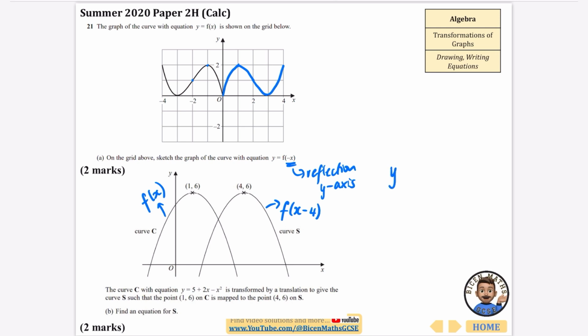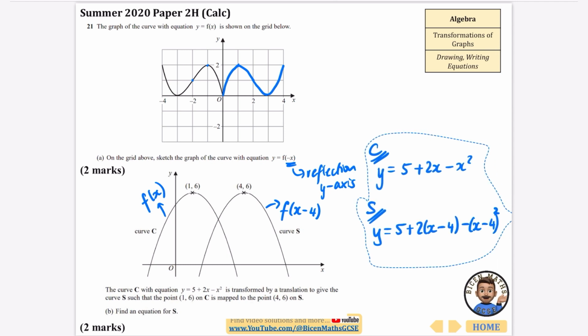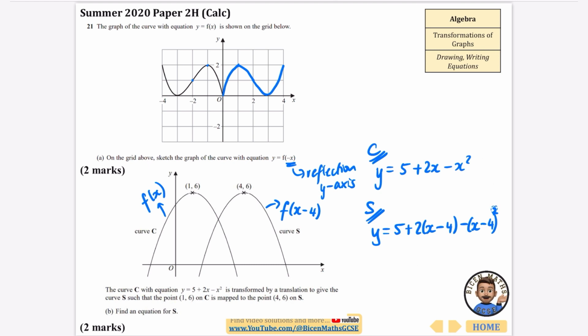So if we're saying that y is equal to, this is for the C curve, if we're saying that y is equal to 5 plus 2x minus x squared, the S curve is going to be the same thing, but instead of there being x's, there are going to be x minus 4's in all of these places. So the S curve is going to be 5 plus 2 lots of x minus 4 minus x minus 4 all squared. I'm going to just pull that along so that I've got a little bit more space for this. So I can just put that squared where I want it to be, just to the side like that. Now, it doesn't ask for it to be simplified at all, so we can just leave this exactly as it is, and that will still get us those 2 marks that we've got.